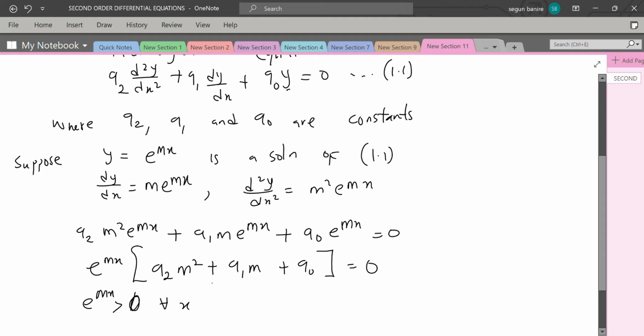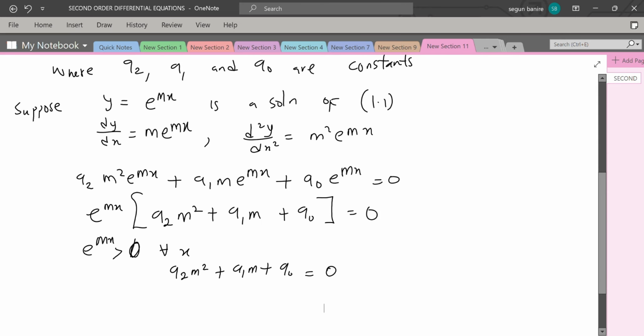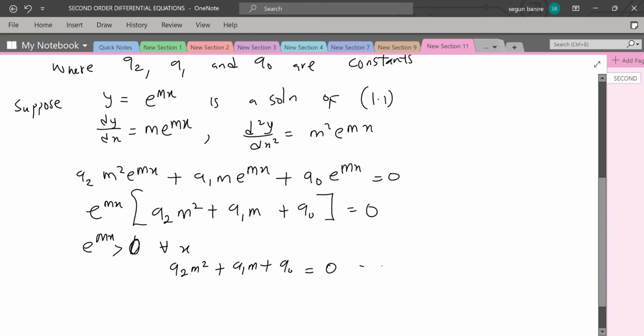So the only thing that can make this expression 0 is if a2 m squared plus a1 m plus a0 is equal to 0. I call this equation 1.2. Equation 1.2 is called the auxiliary equation.